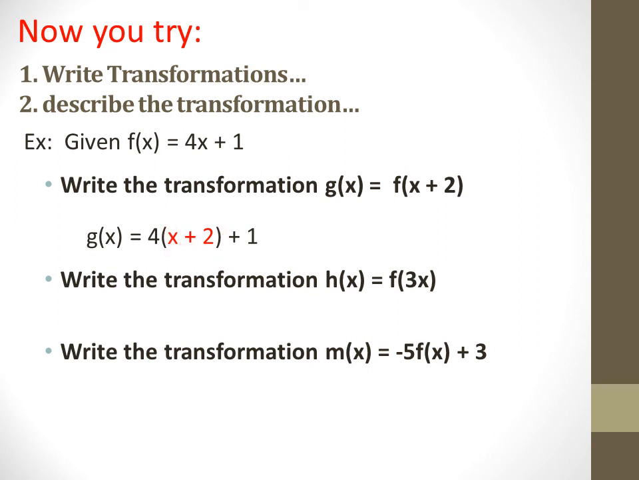So the only thing here to simplify is really distributing the value of 4 outside the parentheses. So it becomes 4x plus 8. We still have the plus 1. So combining like terms, our end result equation becomes 4x plus 9.